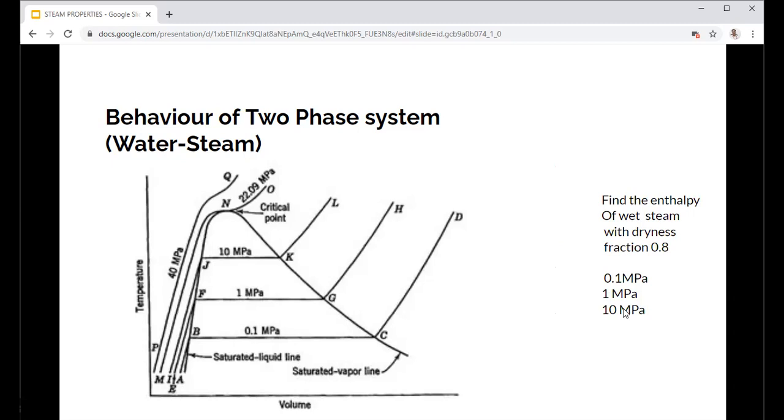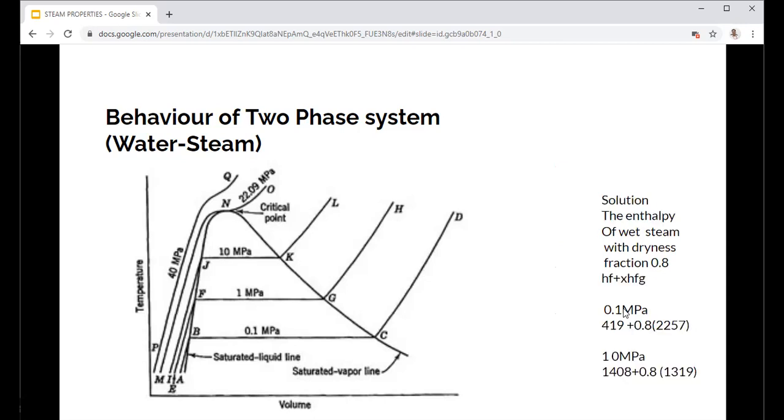So we were talking about wet steam, and for wet steam with the dryness fraction 0.8 at a given pressure of 0.1 megapascals, the point would be between B and C but closer to the saturated vapor line because the dryness fraction is 0.8. In that case, we need to use the expression Hf plus x Hfg. For example, at 0.1 megapascal, Hf is 419 plus x into Hfg, which is 2257. This way we find the enthalpy of wet steam.